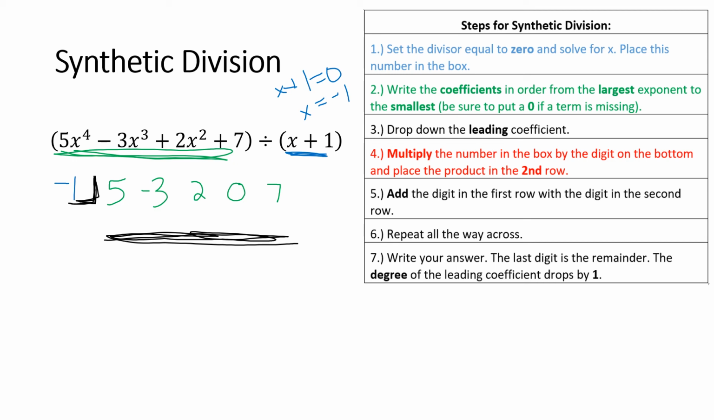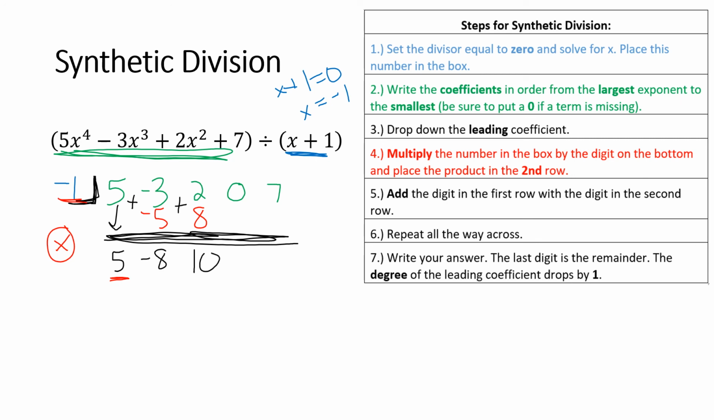All right, let's start this. We're going to drop down the leading coefficient. I'm going to bring down that 5, and then remember it's going to be multiply, add, multiply, add, multiply, add, all the way across. So I'm going to take the number in the box over here, negative 1 times 5 is negative 5, and then I'm going to add straight down. Negative 3 plus negative 5 is negative 8. And negative 1 times negative 8 is positive 8. And then we're going to add straight down. 2 plus 8 is 10.